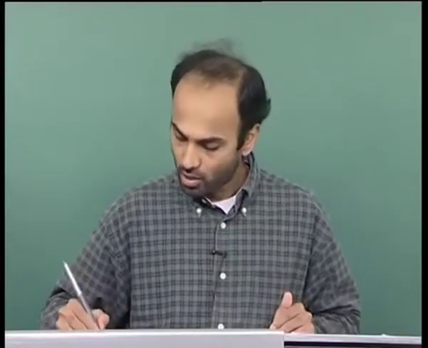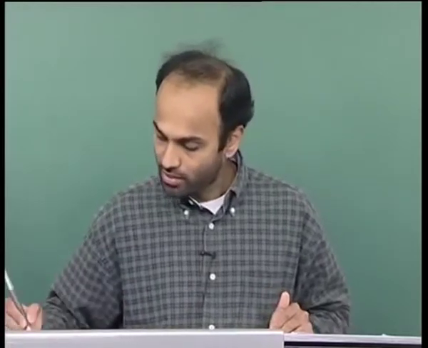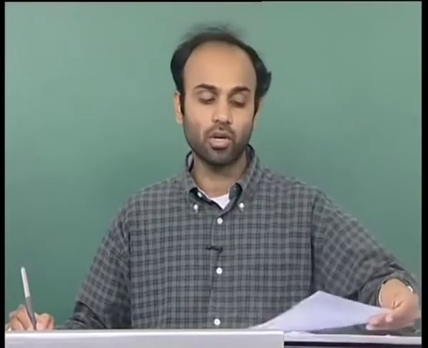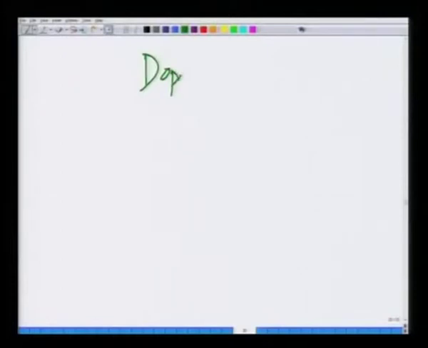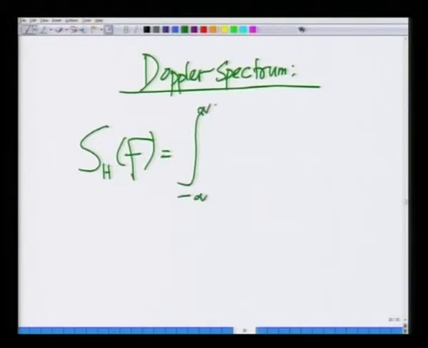Now, let us go back to the lecture and analyze this further. So, now I have the correlation function. From the correlation function I can compute the Doppler spectrum. The Doppler spectrum S_H of f of a channel is given as the Fourier transform of the correlation function.